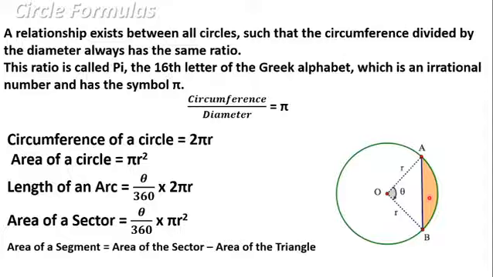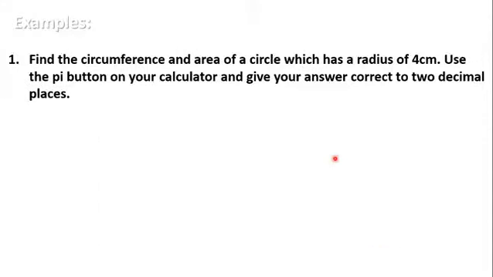All right, so let's use these things in a few examples and see where that lands us. We'll start with example number 1. It says find the circumference and area of a circle which has a radius of 4 centimeters. It says we should use the pi button on our calculators and give our answers correct to 2 decimal places. So here we are not to approximate by ourselves. We just let the calculator approximate after it has exhausted all its digits for the pi.